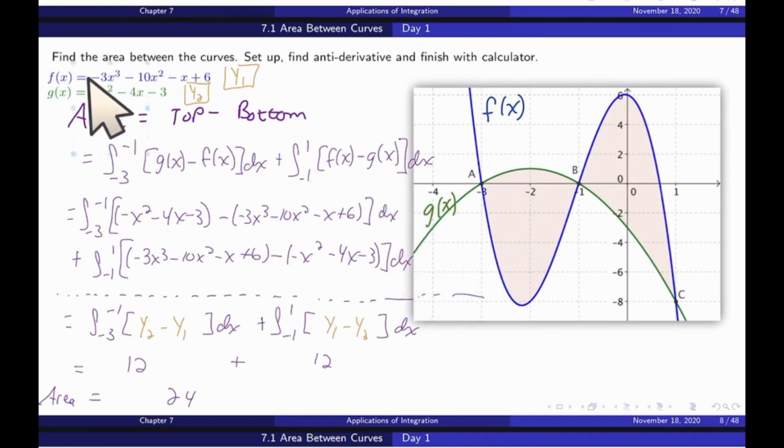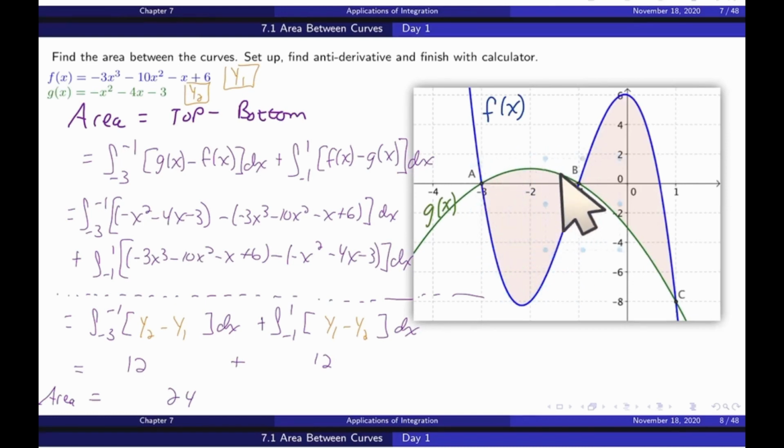So in this case we have f of x is a cubic and g of x is a quadratic. g of x is in green and f of x is in blue, and when I go from -3 to -1, g of x is above f of x. If I take the antiderivative of g of x from -3 to -1, I'm going to get this little area between the green curve and the x-axis. And if I were to take the antiderivative of f of x, I would get this area, but it would be negative because it's below the x-axis.